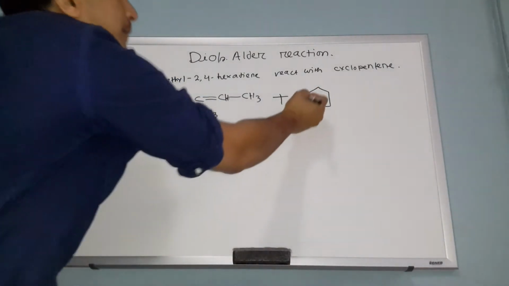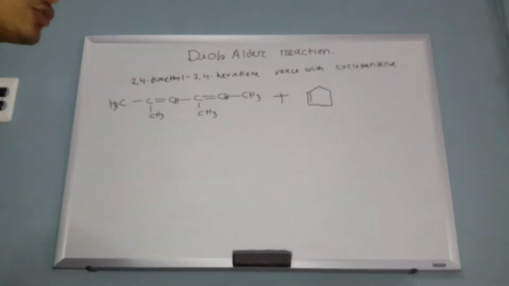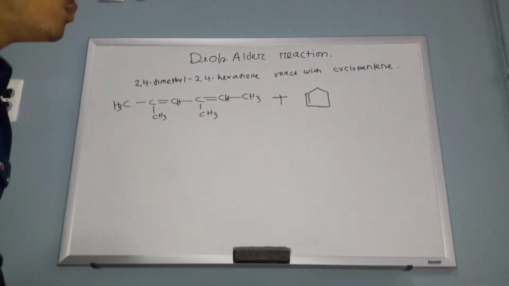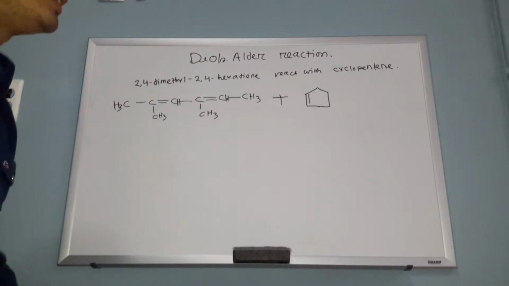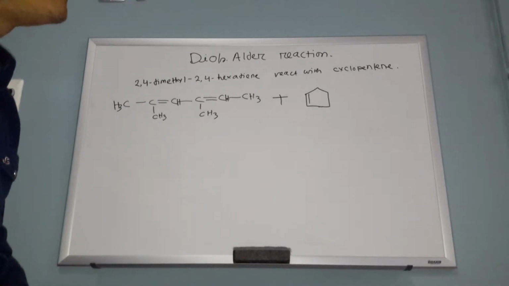Cyclopentene means, in cyclo cases, if there is an alkene, you don't have to mention the position of the double bond. Why? Because in cyclo cases the double bond is always number 1 and 2. So that's why we wrote cyclopentene.